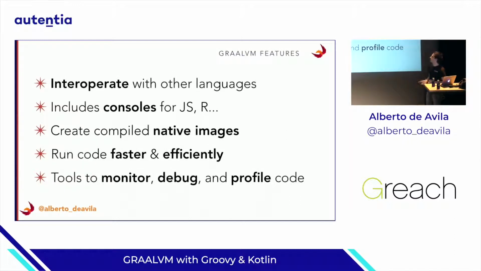With the use of GraalVM, we can, as I said before, interoperate with other programming languages. A cool feature is that the installation of GraalVM includes some consoles. So you can type in your terminal only JS, and it brings up a console to program some little code in JavaScript or R, for example.